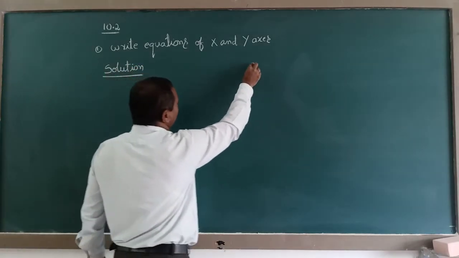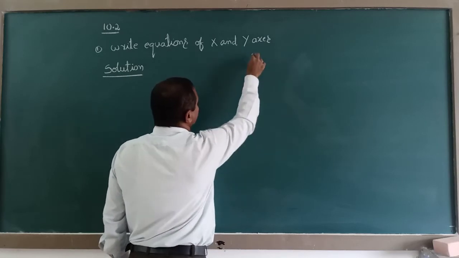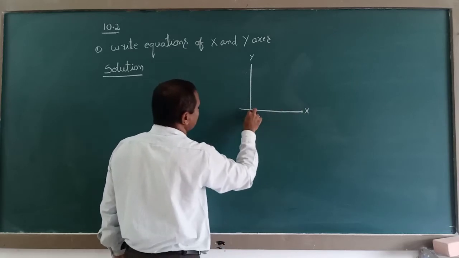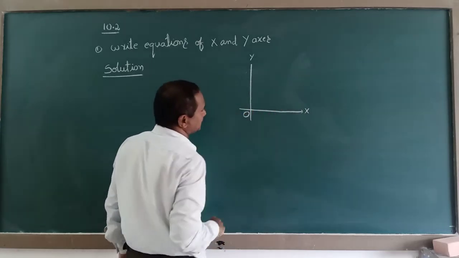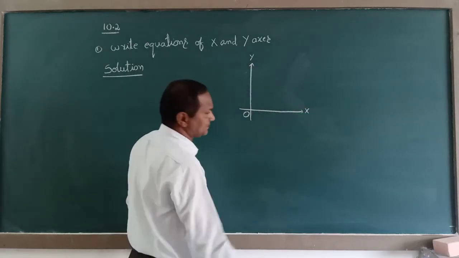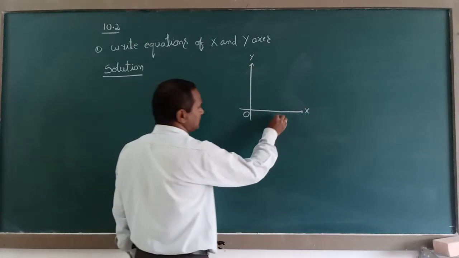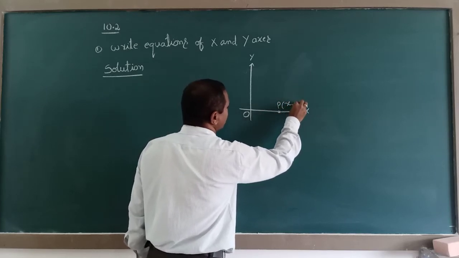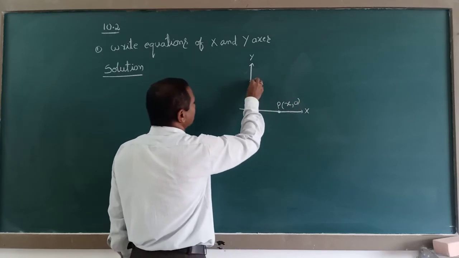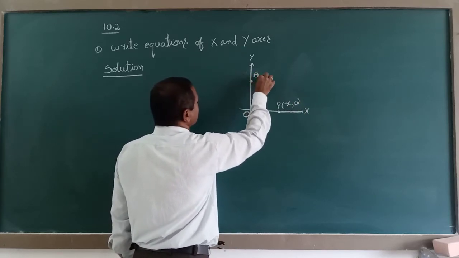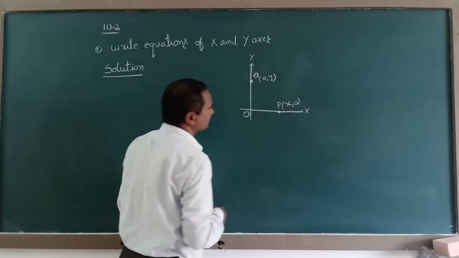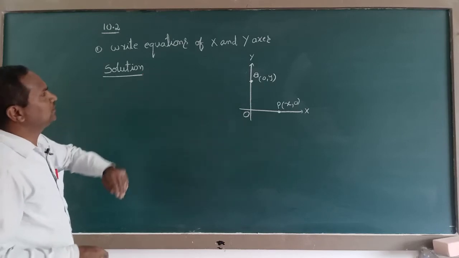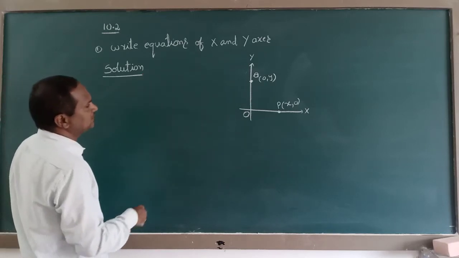Diagrammatically I am showing here, it is the y-axis and one more is the x-axis. Here take any point, it is the point of intersection, the origin. The point of intersection of x-axis and y-axis is called the origin. Here take any point P, that is x comma 0, and here Q is 0 comma y. Based on the diagram we can give formulas for equations of x and y axis.